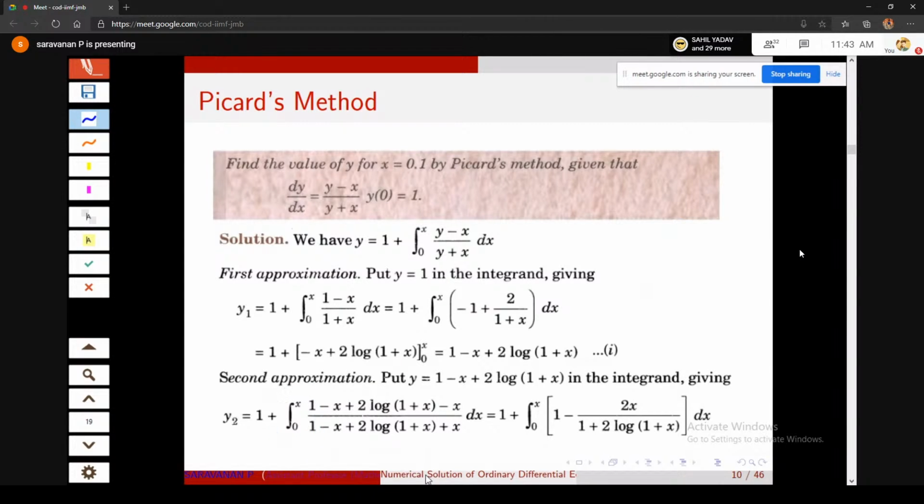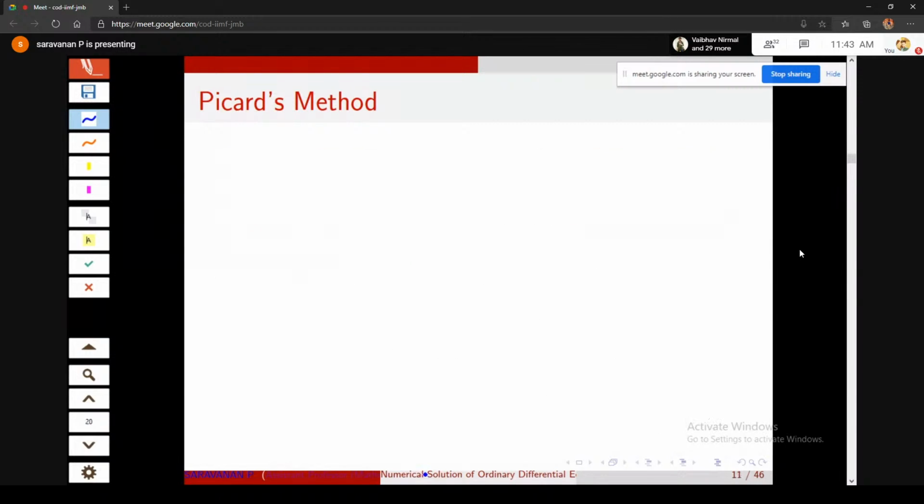Okay, so then comes Taylor. Taylor invented some other method. That method is nothing but the Taylor series method. He also finds the answer approximately, but there he avoids integration, he uses differentiation. That is the next method, the Taylor series method.